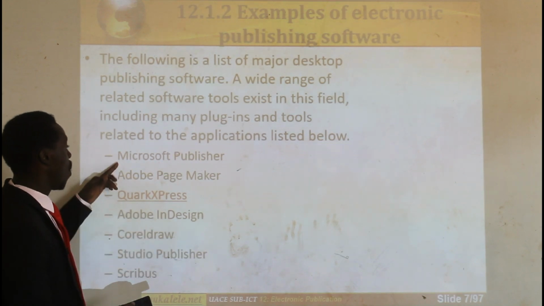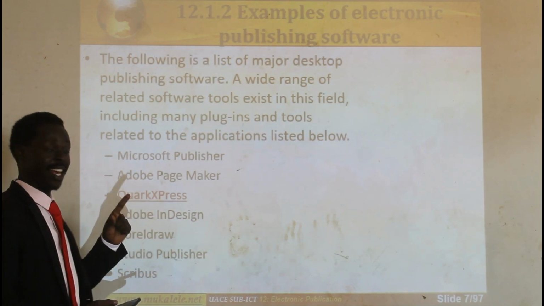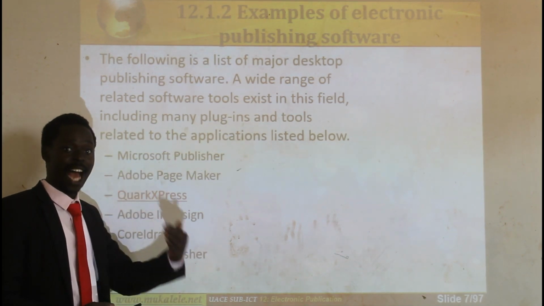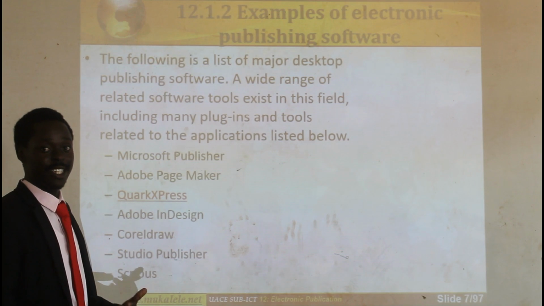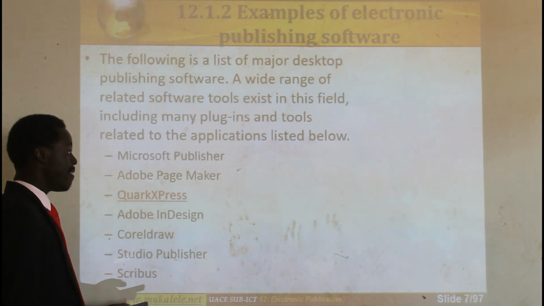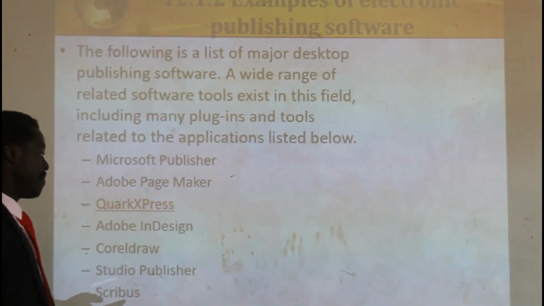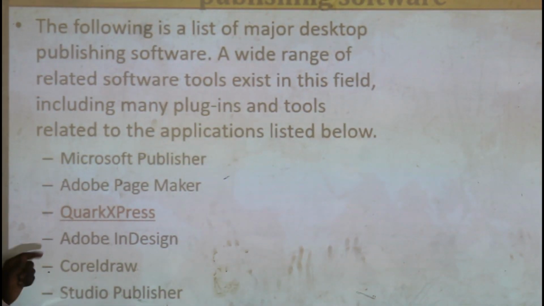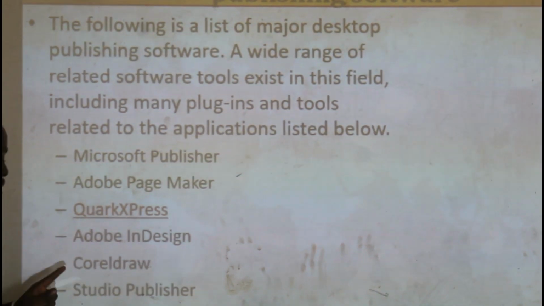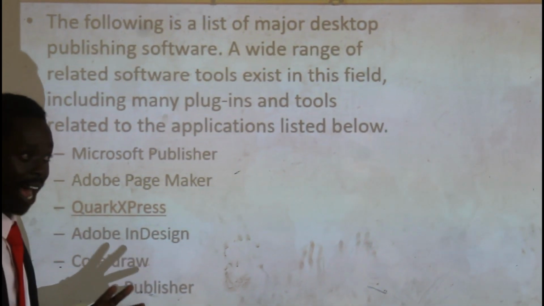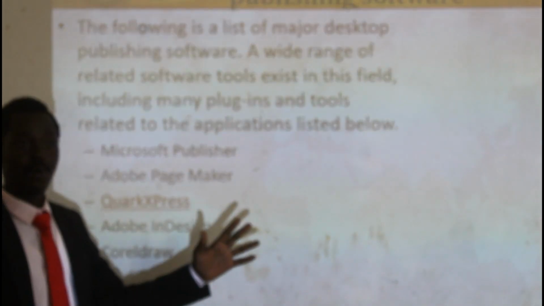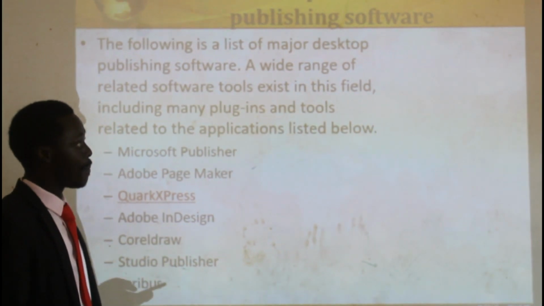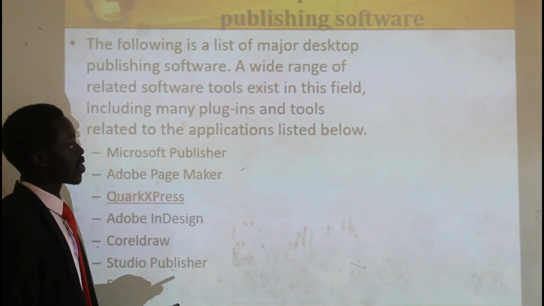Those that I've given you, we have Microsoft Publisher. I should inform you we are going to use Microsoft Publisher in our upcoming videos to create several print publications. However, we also have Adobe PageMaker, QuarkXPress, Adobe InDesign, CorelDRAW, Studio Publisher, Scribus, and many others. I've not talked about Adobe Photoshop or Adobe Illustrator. All those are believed to be examples of desktop publishing software.